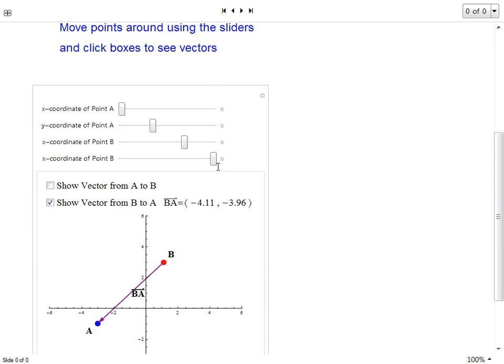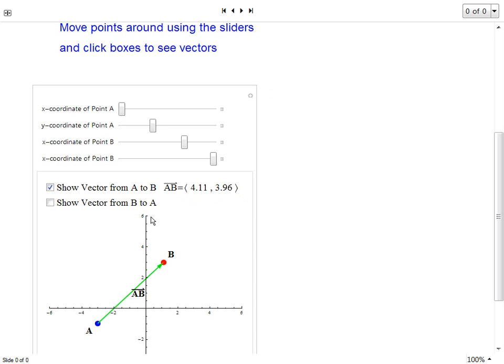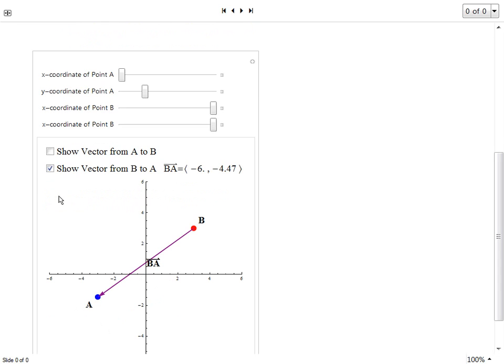So I have an example here. Let me show the vector from A to B. So I can move my points around. This is actually computing the vector for me. So as you move your point A and B around here, it's computing it. Right? From A to B. And then the other way changes the direction of the arrow.